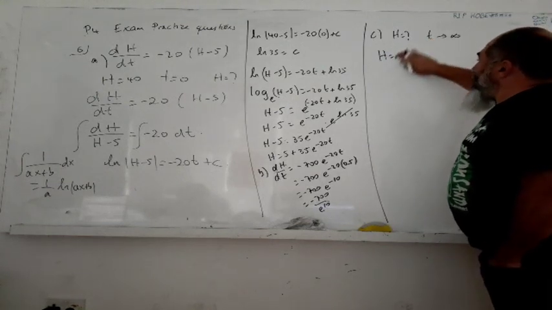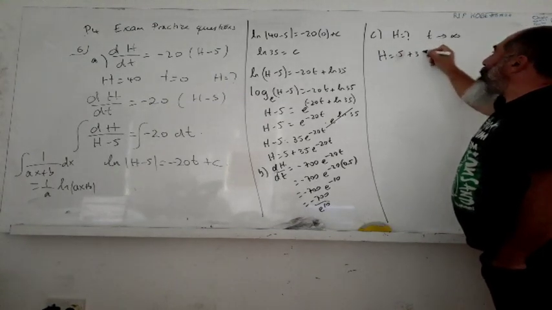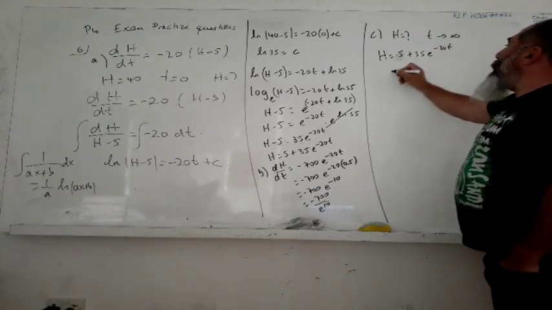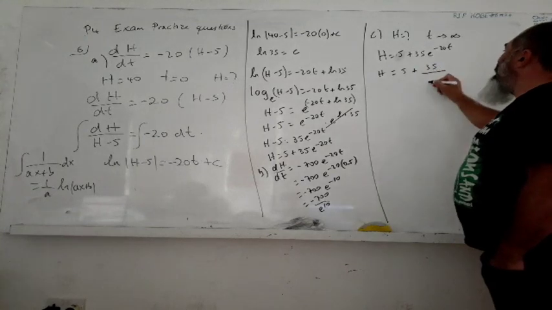So let's write height in terms of t again. 5 plus 35 e to the power of minus 20t. So this is equal to 5 plus 35 over e to the power of 20t.